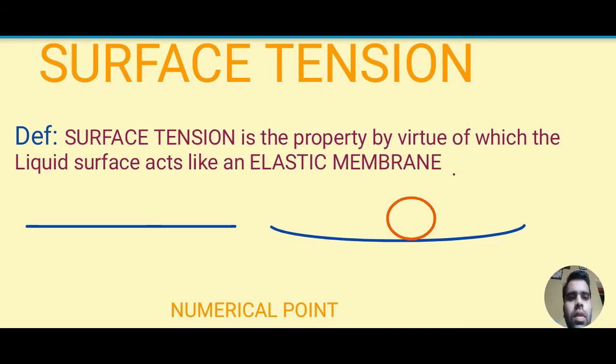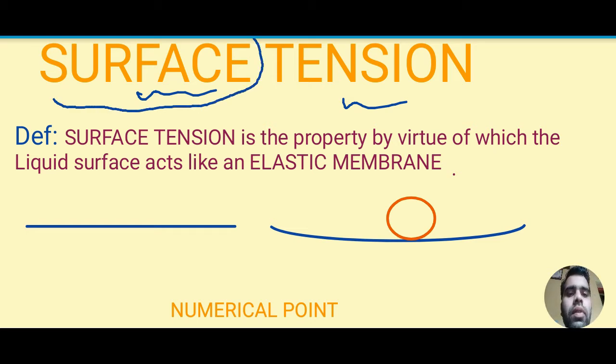So guys, surface tension. As the name indicates itself, surface and tension. So we can generally say it is a surface phenomenon. You can find surface tension only at the surface, not in the bulk of the liquid. What is tension? We'll see later on. First is the definition of surface tension. Surface tension is a property by virtue of which a liquid surface acts like an elastic membrane.